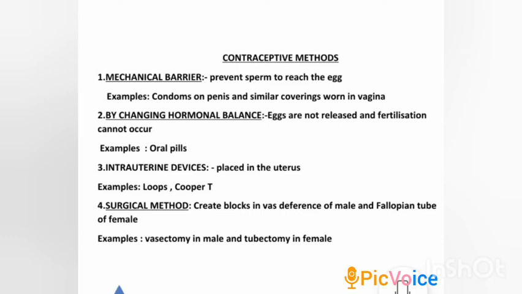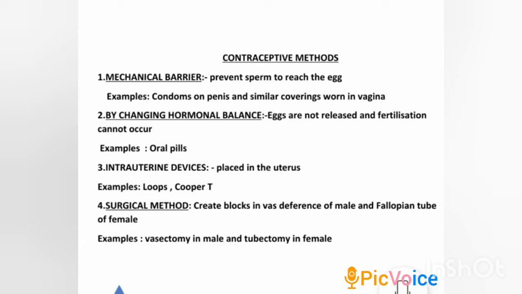Children, there are 4 types of contraceptive methods. The first one is mechanical barriers. Condoms on the penis and similar coverings worn in the vagina are the examples of such barriers. They make a barrier and prevent sperm from reaching the egg so that fertilization cannot occur. The second one is by changing the hormonal balance in the female's body. Oral pills are the examples for that. In this method, eggs are not released and fertilization does not occur.